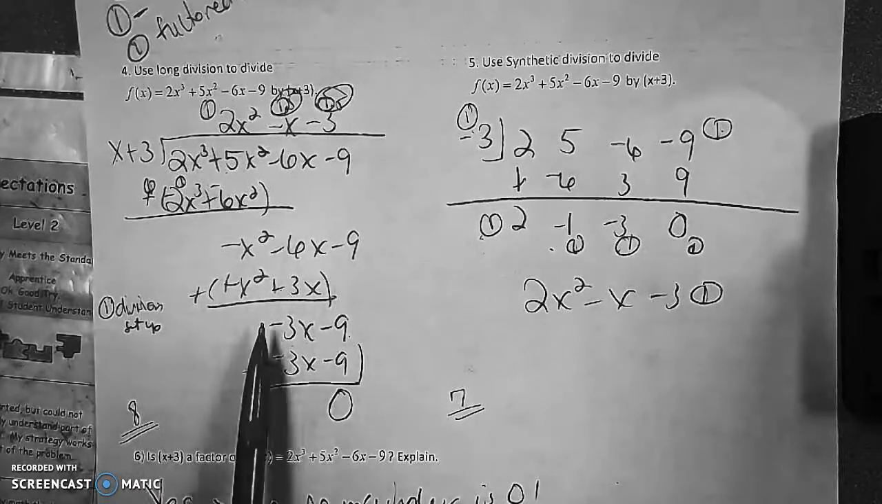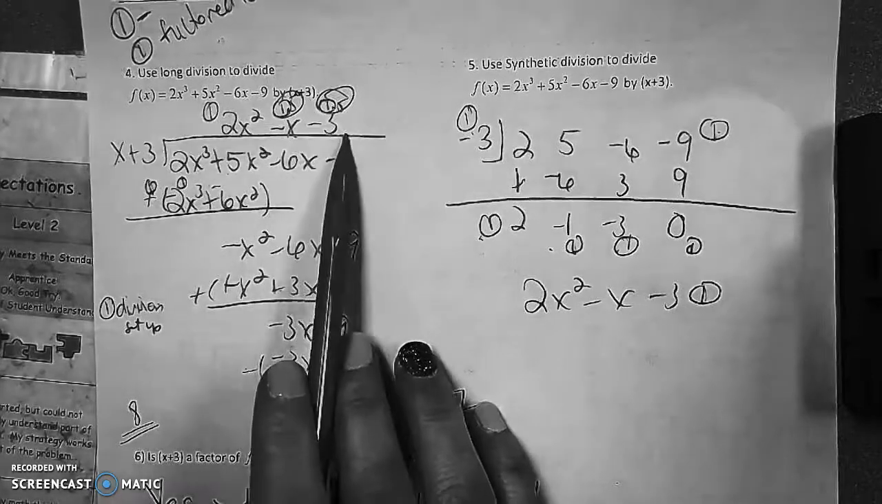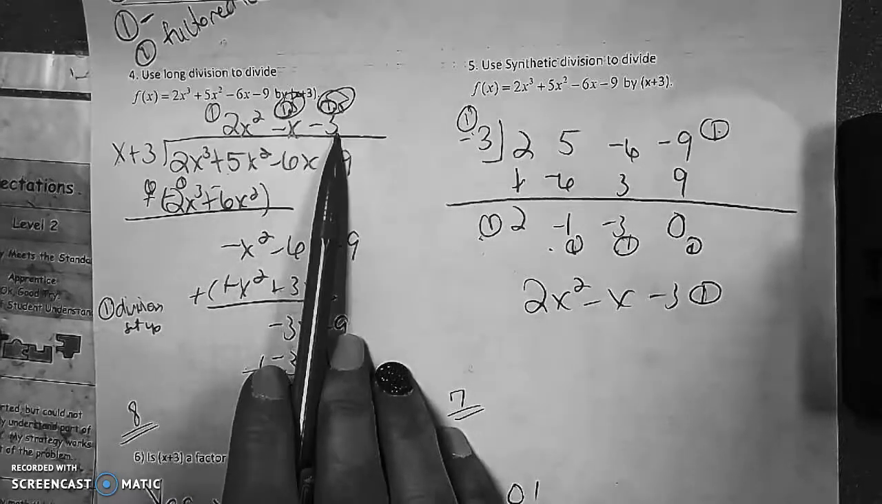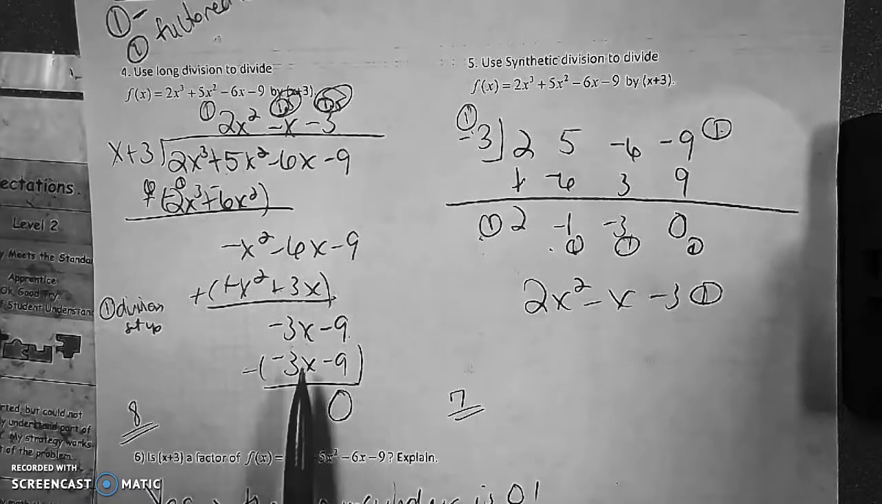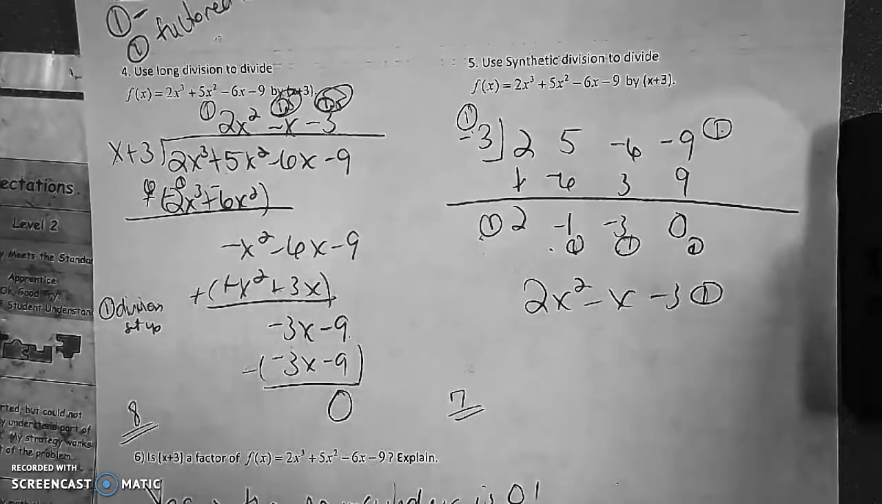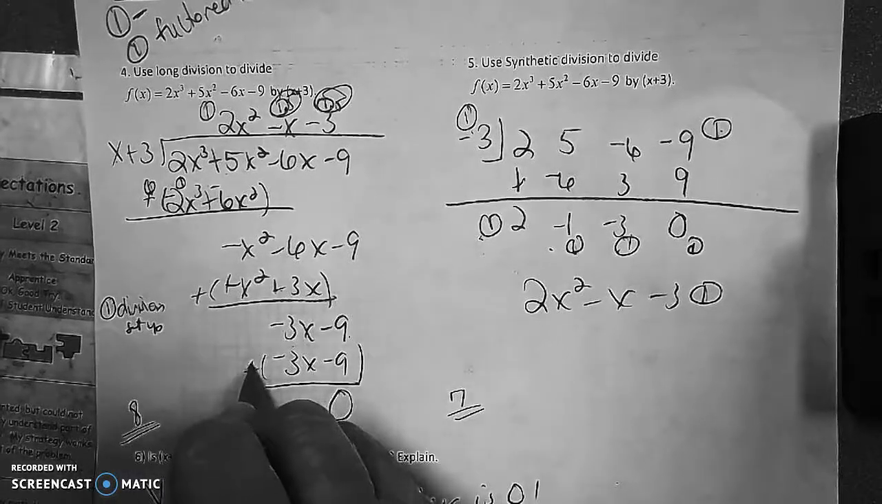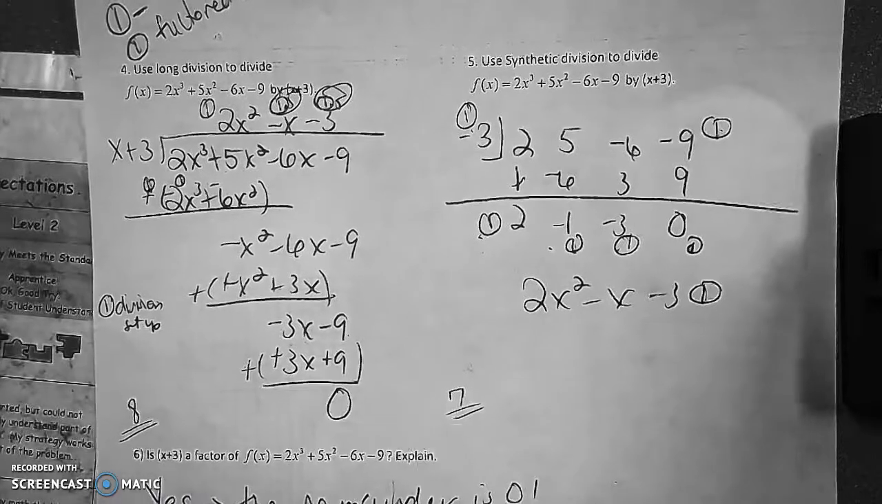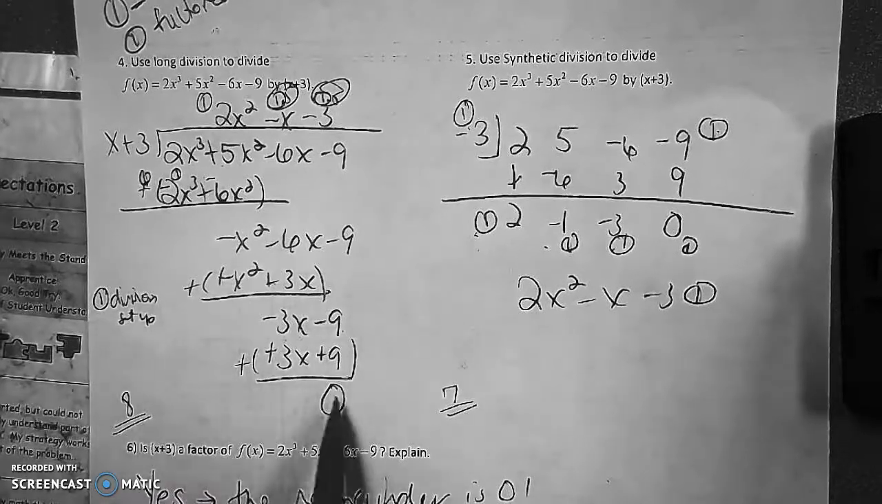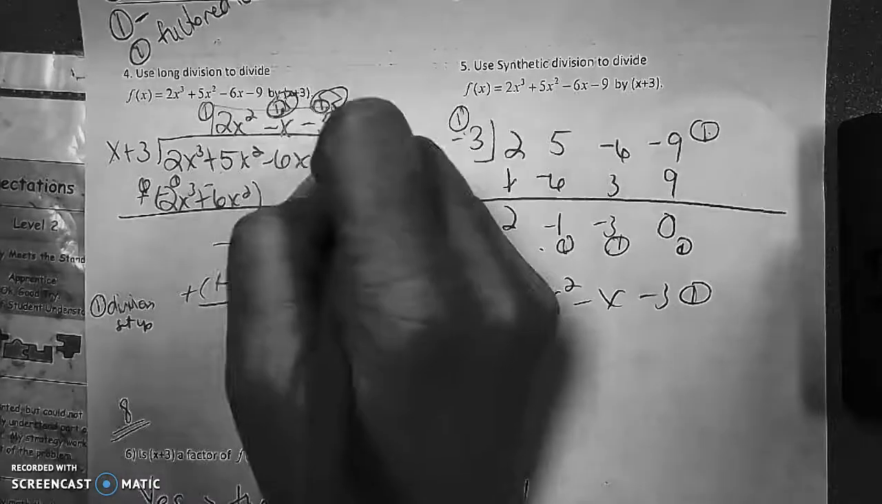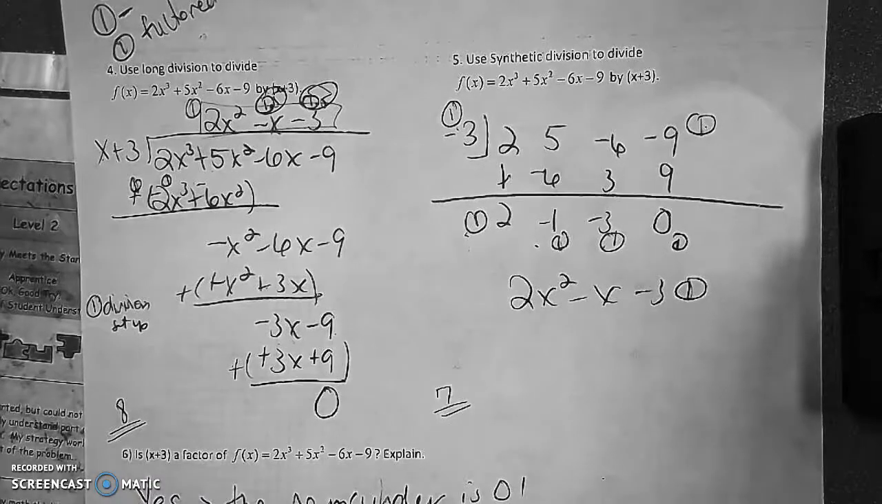What times x gives me negative 3x? The answer is negative 3. I multiply. Negative 3 times x is negative 3x. Negative 3 times negative 3 is negative 9. I'm going to put a negative out front, but then distribute my negative, and when I combine like terms, I see that I have 0 remainder. So in other words, this is my answer.